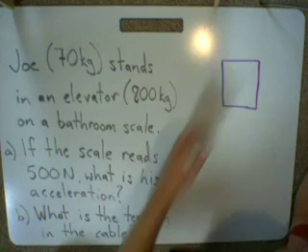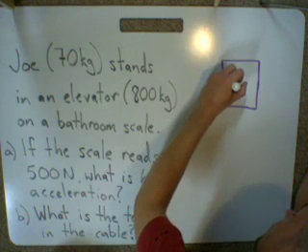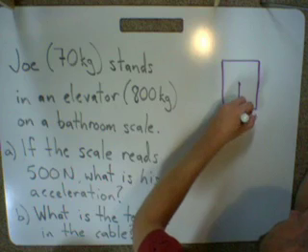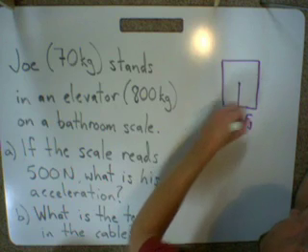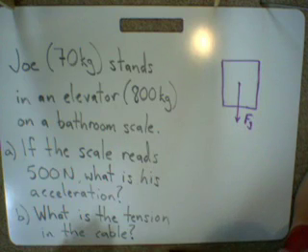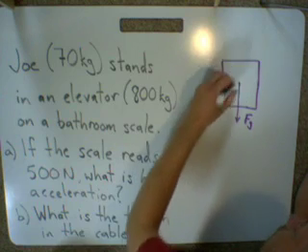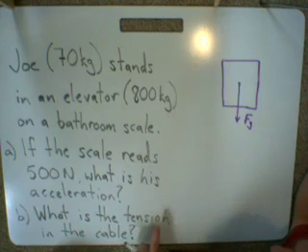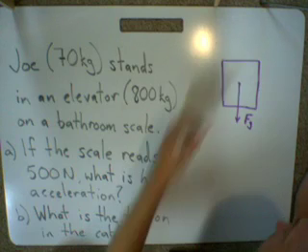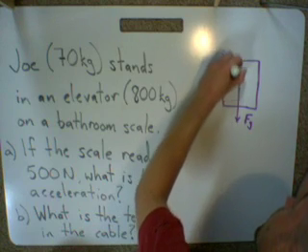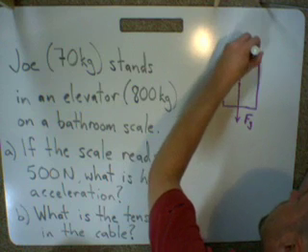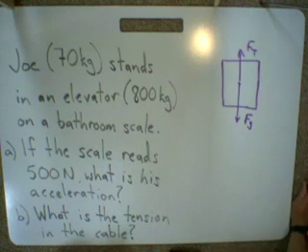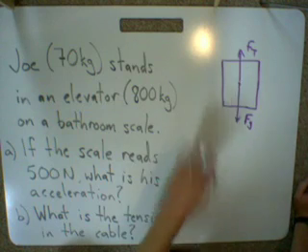But the forces acting on our elevator, just like before, we have the force of gravity down. And actually not just like before, because before it was the normal force up. In this case, the force up is actually the tension in the cable. So I'm going to have F of T acting up.